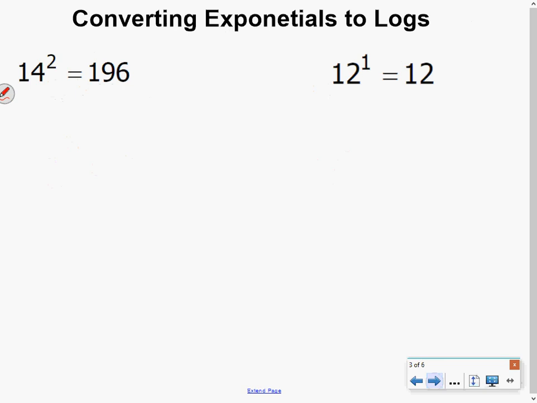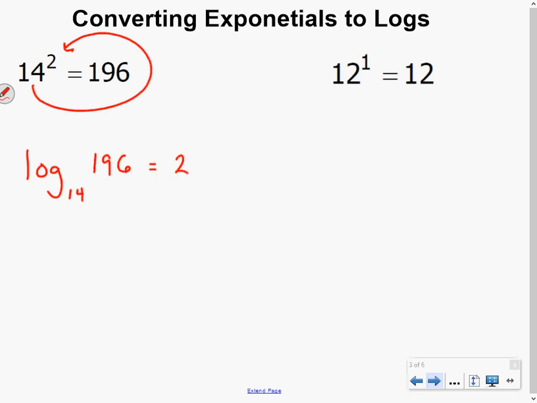If I want to convert an exponential to a log, I start at my base and I loop around the same way. Except this time it's going to be a log, so we have to actually write the word log: log base 14 of 196 is equal to 2. Again, ask yourself the question to make sure it makes sense. What power does 14 need to be raised to equal 196? It needs to be raised to the second power. So logs are always equal to the exponent.